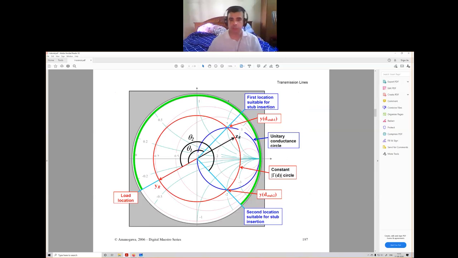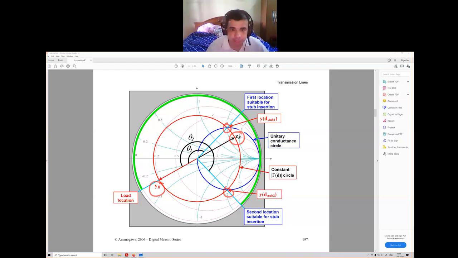Now see here, this is the matter. This is my ZR. This is the impedance which we are going to match. As we expect, YR is diametrically opposite to it. We have established that. See these two points. What are these two points? Here the red circle and the blue circle intersect.